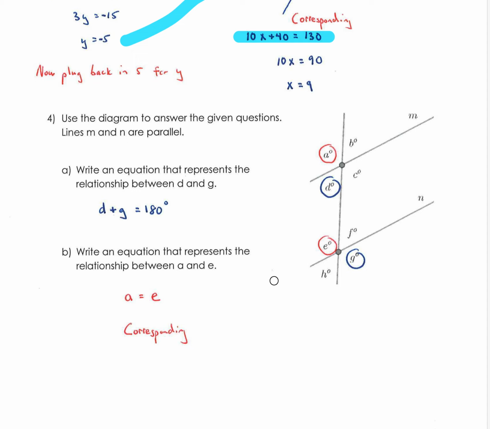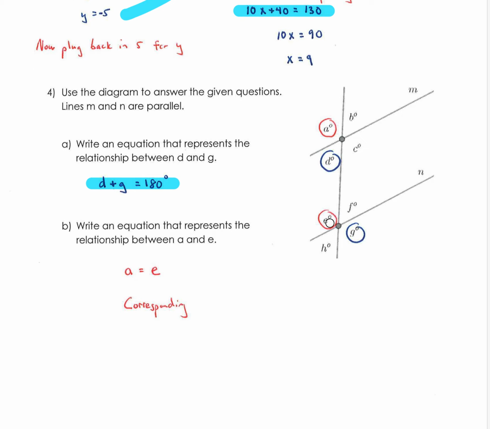Use this diagram. Okay, so here's my thought process. I want a relationship between D and G. But D and G, there's no word for them. They're not alternate interior, they're not alternate exterior, they're not corresponding, they're not vertical, they're not a linear pair. However, I do know they add up to 180, and here's why. D and H are the same. They're corresponding. But H and G add up to 180. Well, if D and H are the same, and H plus G equals 180, well then D plus G equals 180. They have to, considering these two are the same.